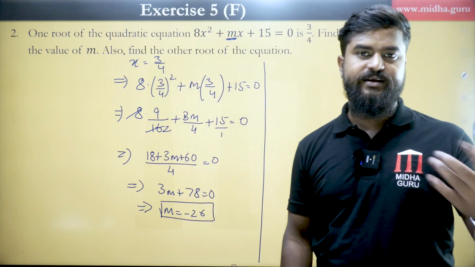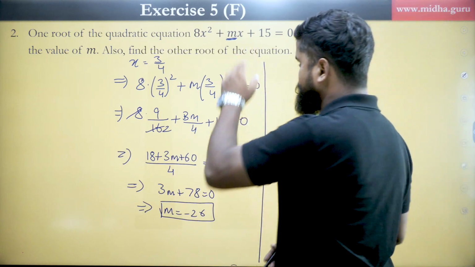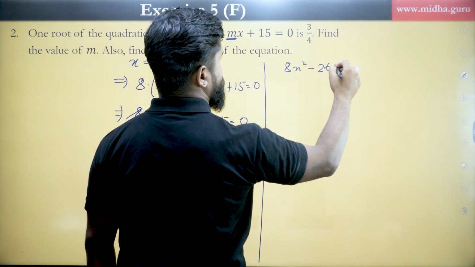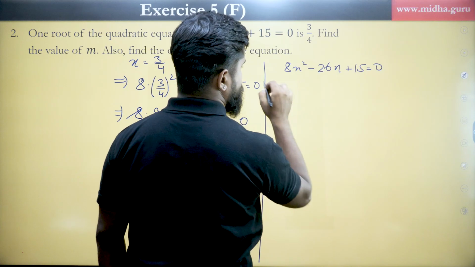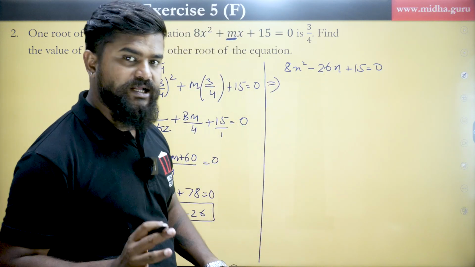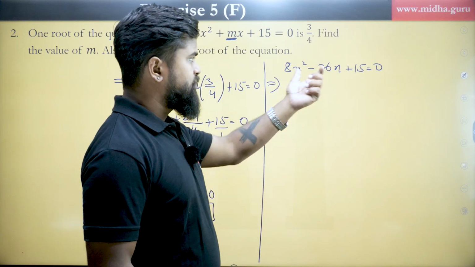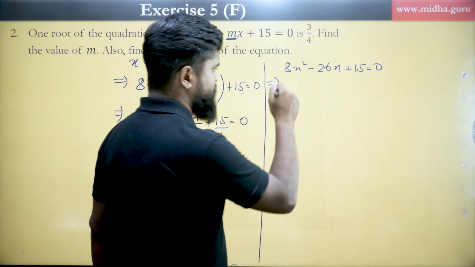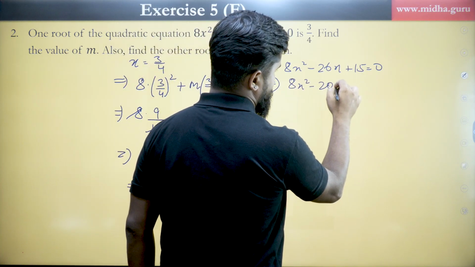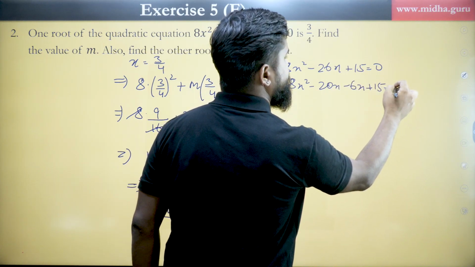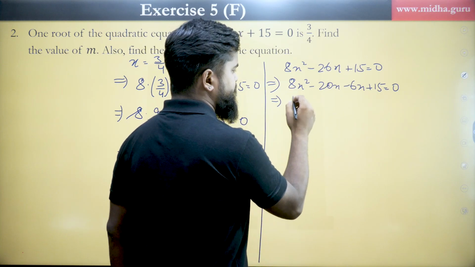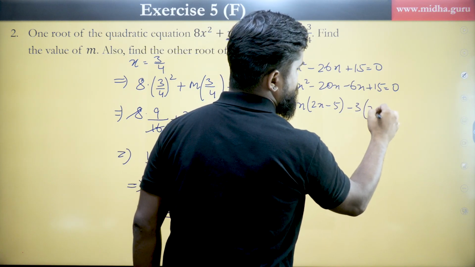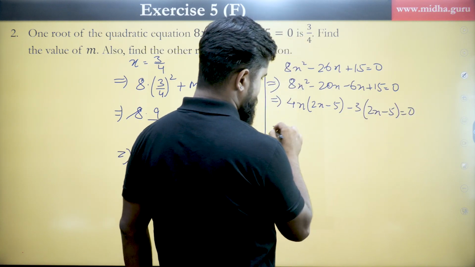Now we have to solve the quadratic equation as well to get the value of both the roots. You know, one is 3 by 4, we have to find the other root now that we know the value of m. So we'll just put it here, it becomes 8x square, as m is minus 26, we'll write minus 26x plus 15 is equal to 0. Now we have to split minus 26 such that the sum is equal to minus 26, well and good, but the product is equal to 8 into 15, which is 120. So here we will take 4x as common, we get 2x minus 5, then we will take minus 3 as common, again we will get 2x minus 5.